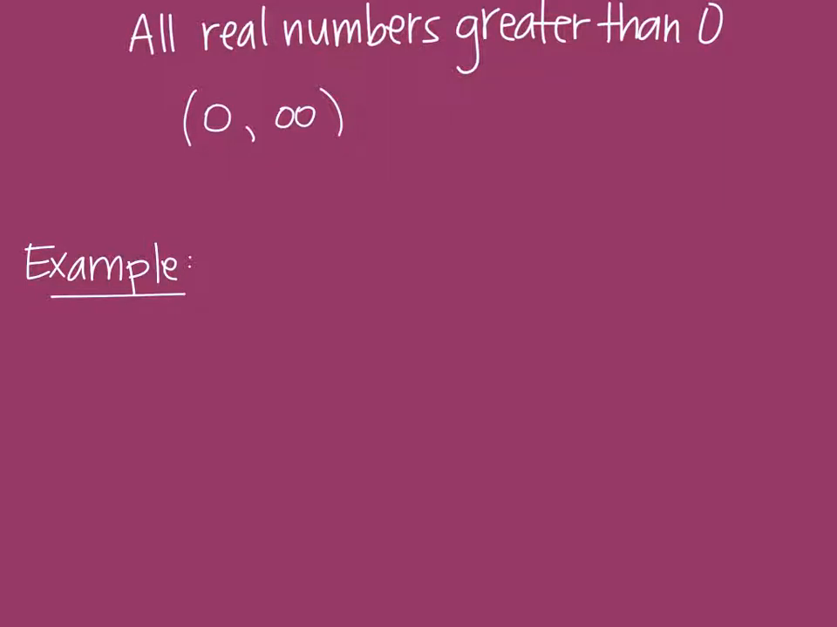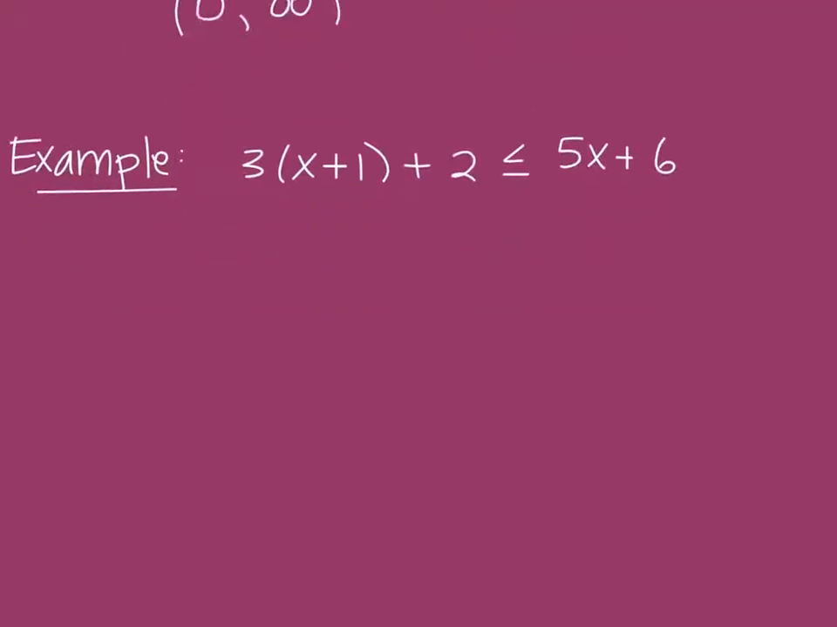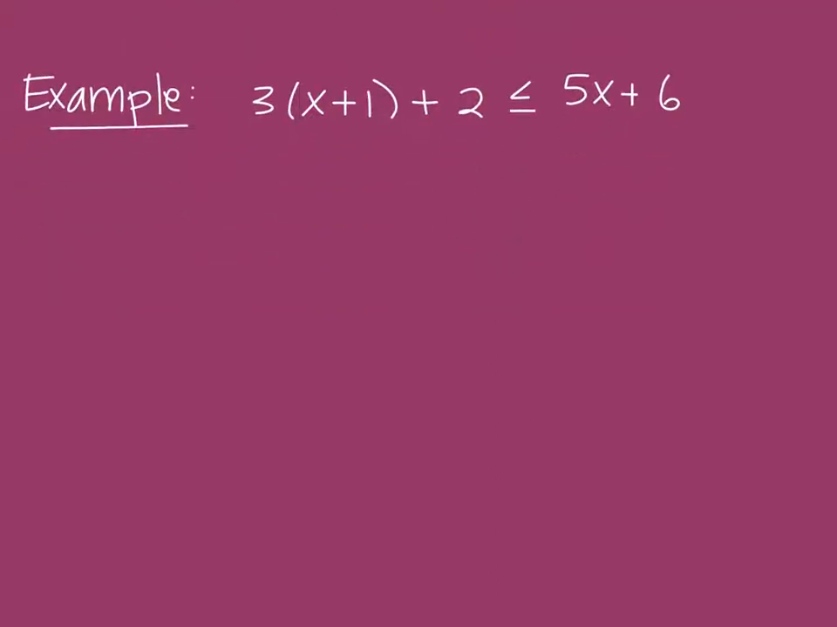So something like this, 3 parentheses x plus 1 plus 2 less than or equal to 5x plus 6. You're going to solve it the exact same way that you've been solving things. You just have to graph your answer at the end. That's the difference with an inequality, is that you don't have a single answer, you have a range of answers, and so your answer would come with an inequality.